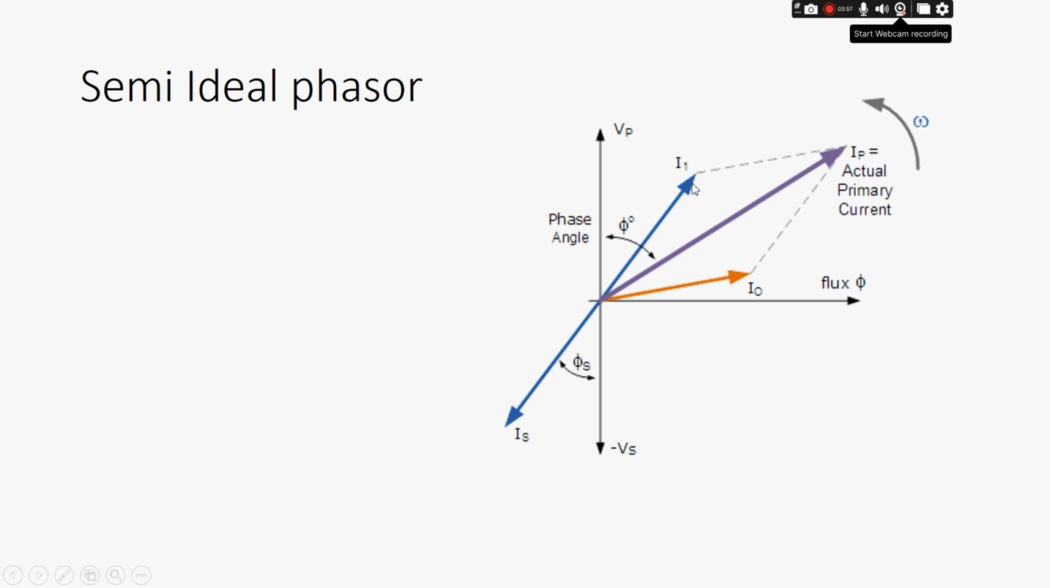Because of that, there is a 10 ampere current in the primary, but there will already be 1 or 2 or 3 ampere of current that will be called the no load current component, and this will be an added factor. There will be a vector addition of these two currents, and we'll get the actual primary current.